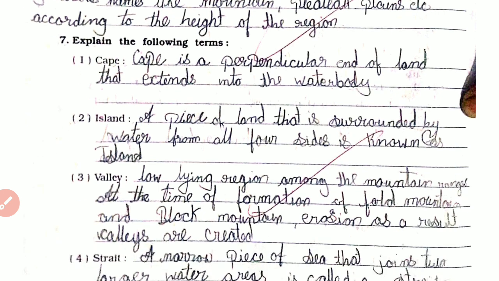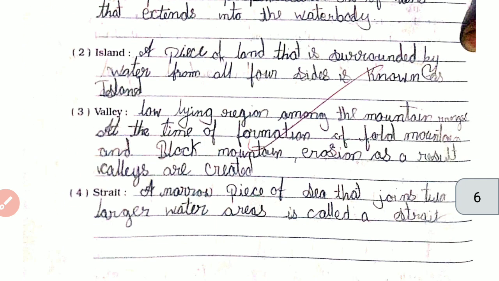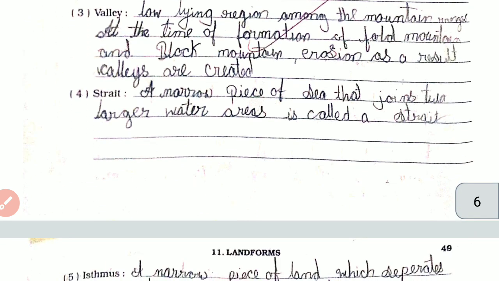Question number 7, explain the following terms. Number 1, cape. Cape is a perpendicular end of land that extends into the water body. Second number, island. A piece of land that is surrounded by water from all four sides is known as island. Third number, valley. Low-lying region among the mountain range. At the time of formation of fold mountain and block mountain, erosion occurs, as a result valleys are created.